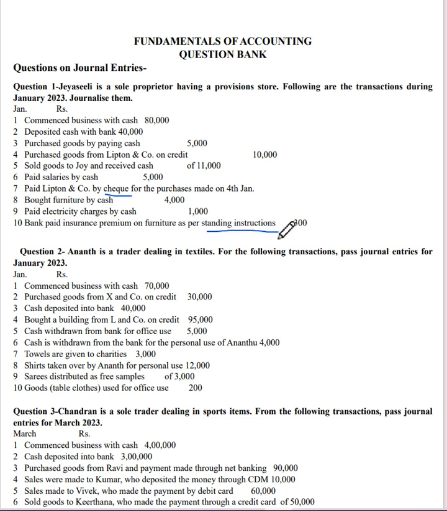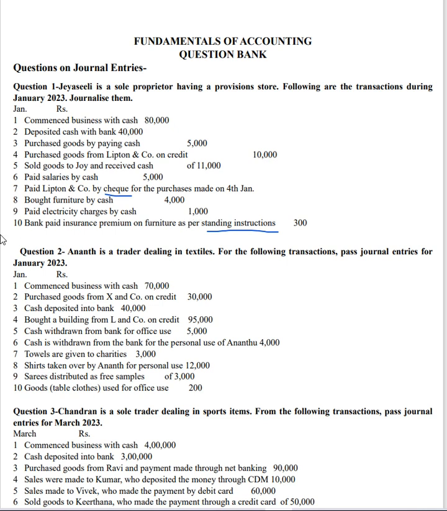The standing instruction means that when we give an instruction to the bank to pay an insurance premium on behalf of us, when we are busy and we think we might forget or something might happen, we give an instruction to the bank that on this particular date, this much amount, please pay the insurance premium to this particular insurance company for this asset on behalf of me. That is what we call a standing instruction given by us to the bank. So here the bank has done the transaction as per our instruction.